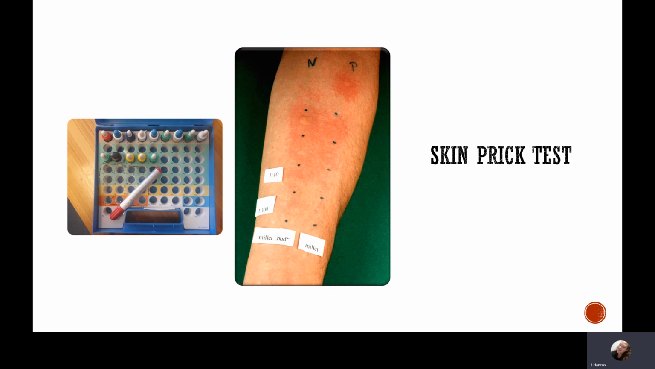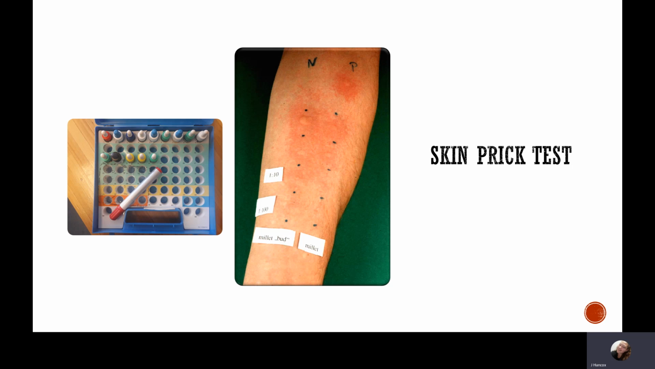The other liquids include things such as dog hair, cat hair, feathers, dust mites, plain dust, molds. There's many different substances that you can use. These substances will be dropped onto the skin of the arm in little droplets, and then they will be pricked into the skin. The patient will wait for 15 minutes, and then the reaction will be measured.